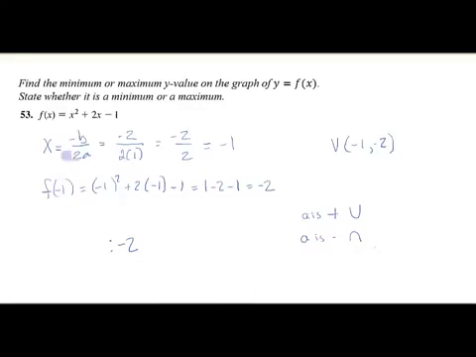So this is a parabola that's opening up. So the vertex is going to be the lowest point on the graph, or in other words, the minimum. So we have a minimum of negative 2.